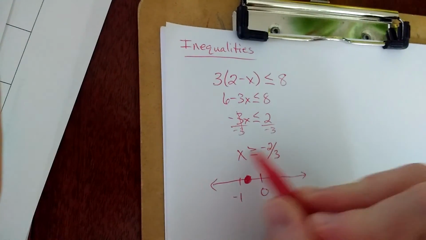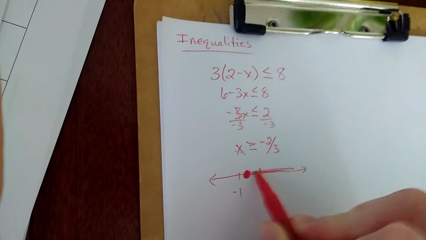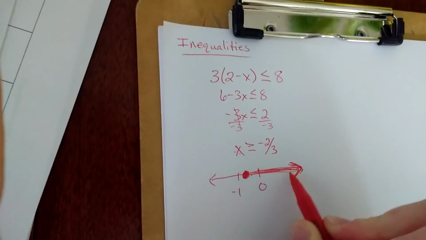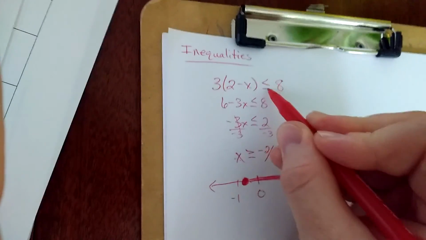All the solutions are all bigger, right? Alligator eats the bigger number, so all the solutions are bigger than negative 2/3, so we would shade to the right, and that just tells us any of these numbers over here plugged into this original equation will give us a number on this side that's less than or equal to 8.